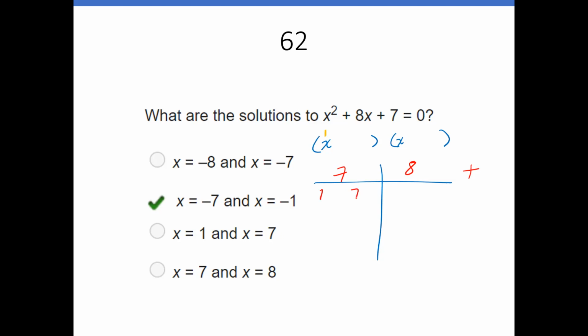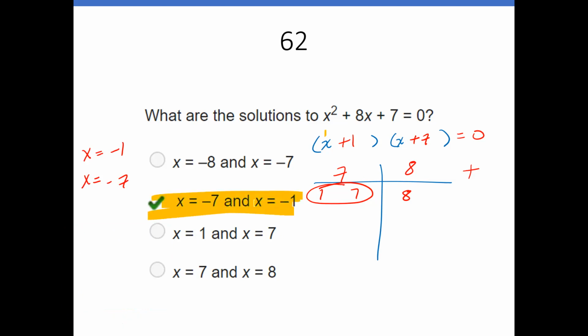So let's think, 1 and 7, I think that's the only one we can use. And does it give me 8? Yes, it does. So my answer is, this is your answer right here, x plus 1, x plus 7 equals 0. So when you solve for this, what is your x equal then? Well, what's opposite of a positive 1? What's opposite of a positive 7? And your answer has to be B as in boy.